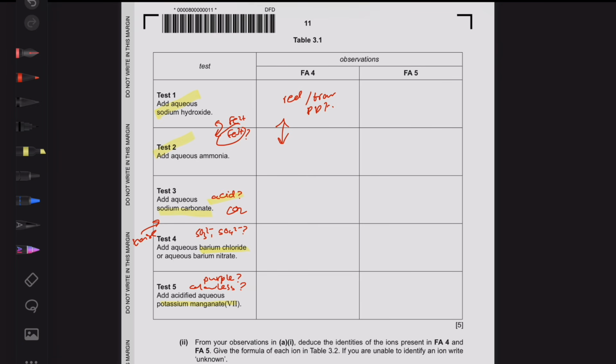What I will say is when you're making observations, give as much detail as possible. Don't just give us the precipitate, give us its solubility. Don't just give us fizzing, give us further testing, okay?